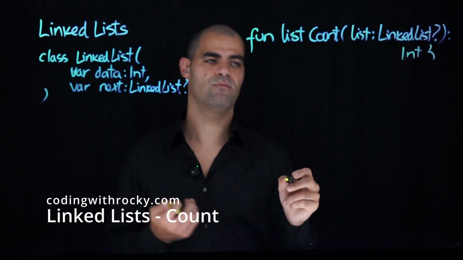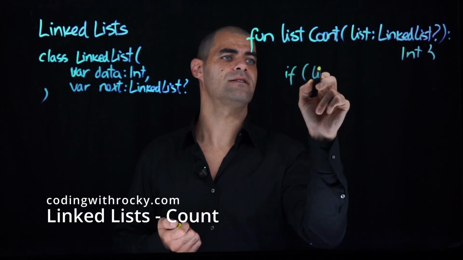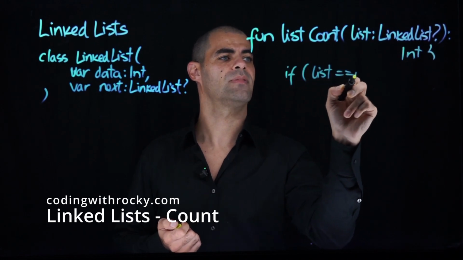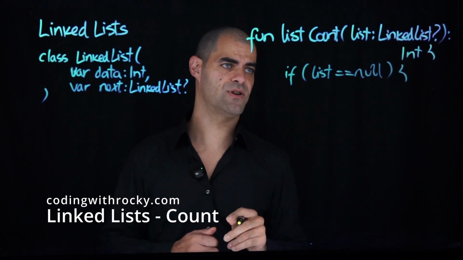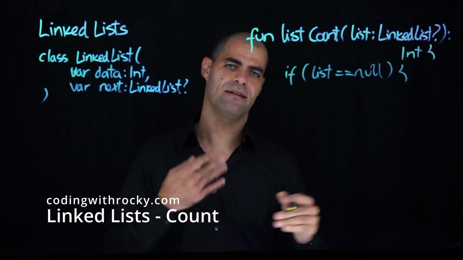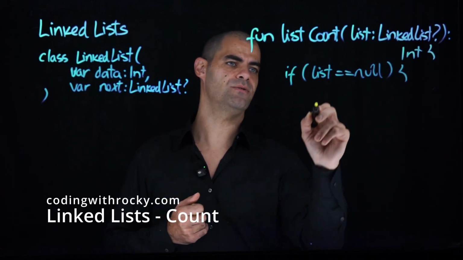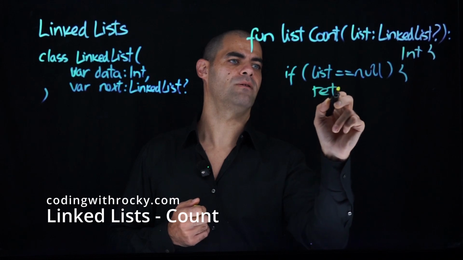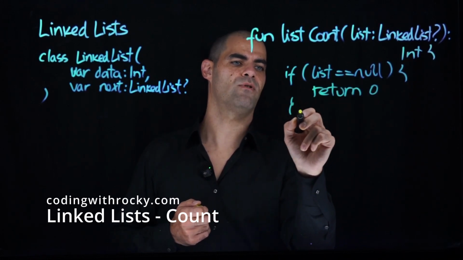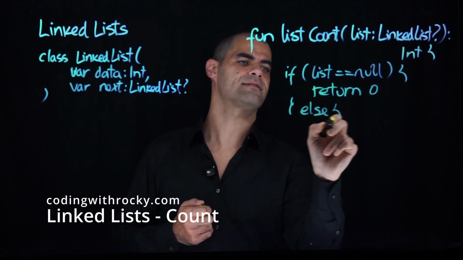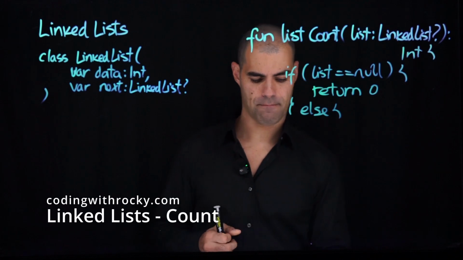And the pattern will be the same once again. So if list is null, and once again, I encourage you to try to solve this first and then see the solution, so pause the video if you need to, we return 0. Very straightforward. Otherwise, and this is where the case gets interesting.